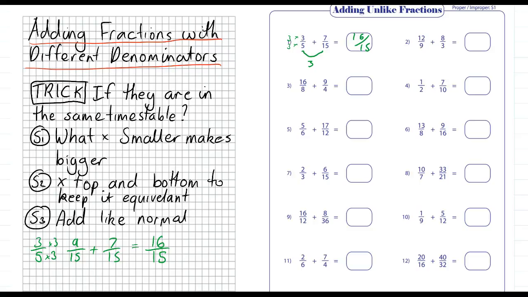Okay, and then once the denominators are the same, just add the tops. Okay, it's a little bit of a process, but I'm sure you'll do really well. And that was adding fractions with different denominators.